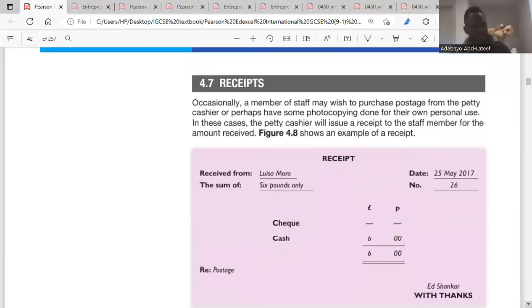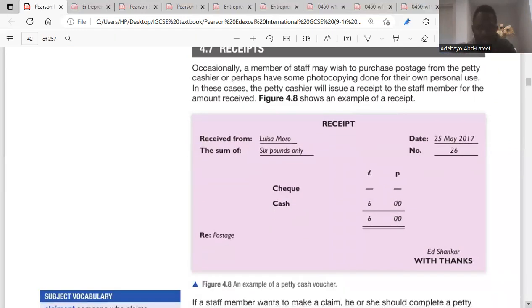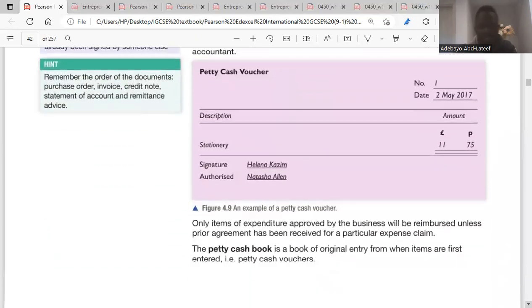Then we have the receipts. For the receipt, it's just an evidence of payment, that a certain amount of money has been paid, and this is the evidence for it. Clear, right? Great. Then we have the exam practice. Please go to the exam practice.